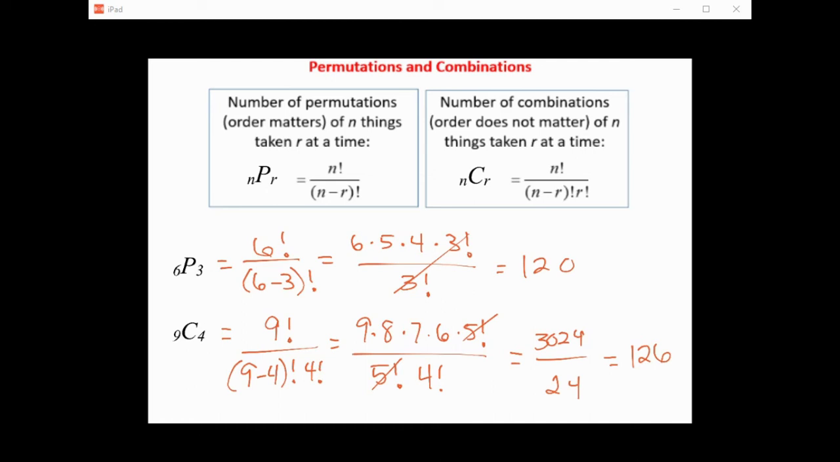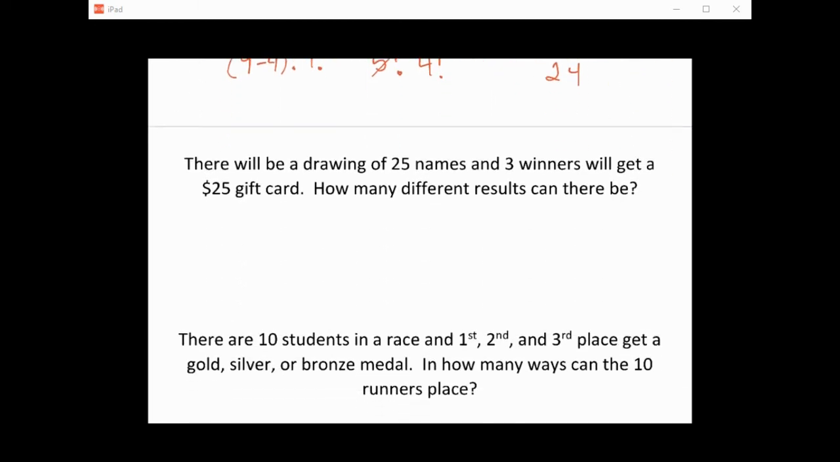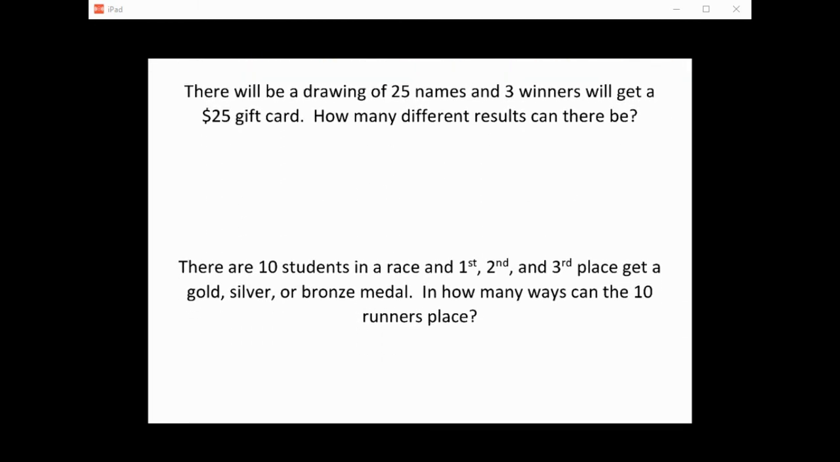the only ones where you're going to have to do the formula is where it actually says on the paper, it'll say like evaluate, and it's just got these plain things. Then I'll have you practice the formula. But for the word problems, the main goal is to figure out, is it a permutation or a combination? So for this first one, there's a drawing out of 25 names, and there's 3 winners who each get a $25 gift card. So are they all getting the same prize, or are they getting different prizes?